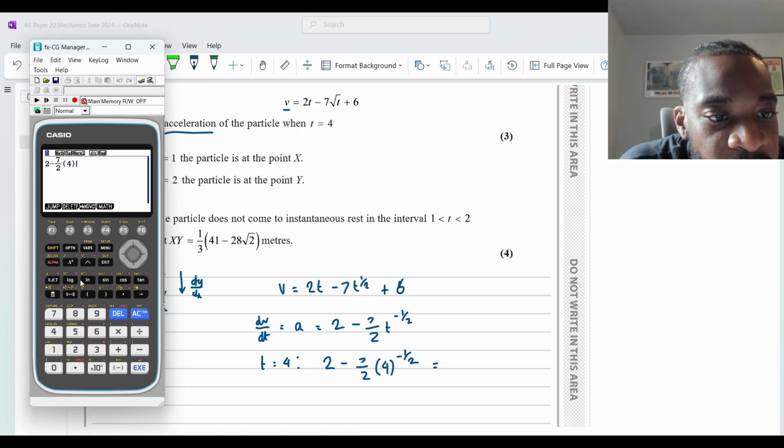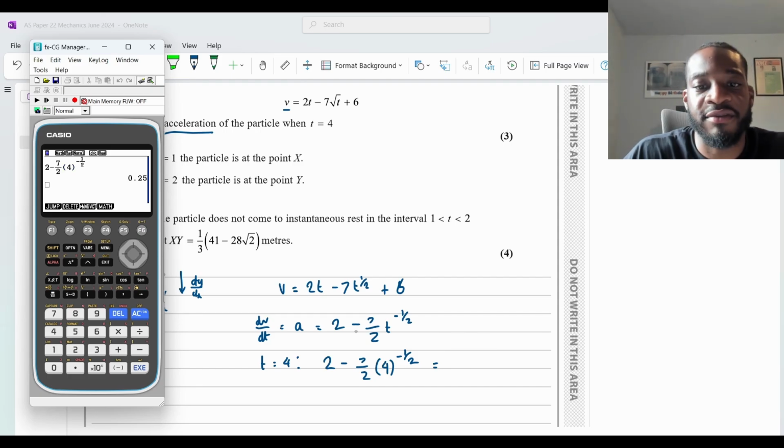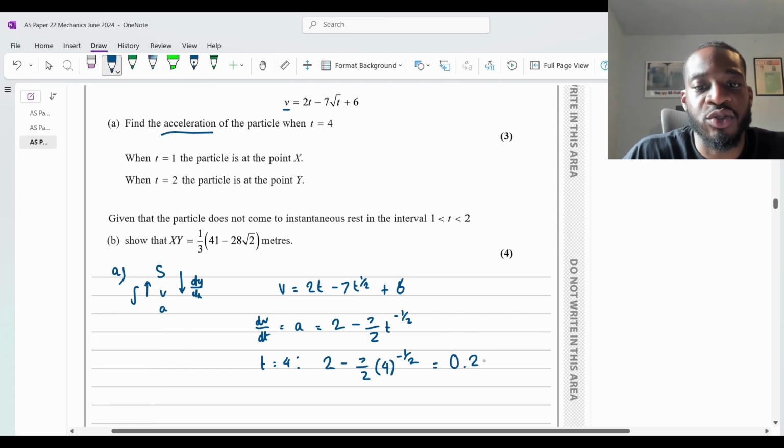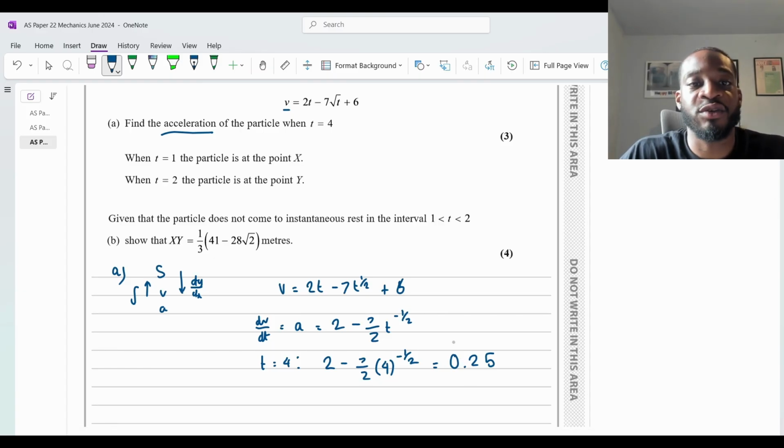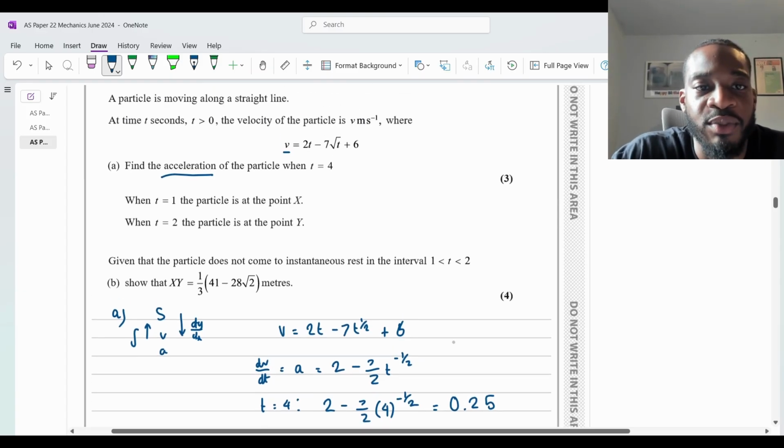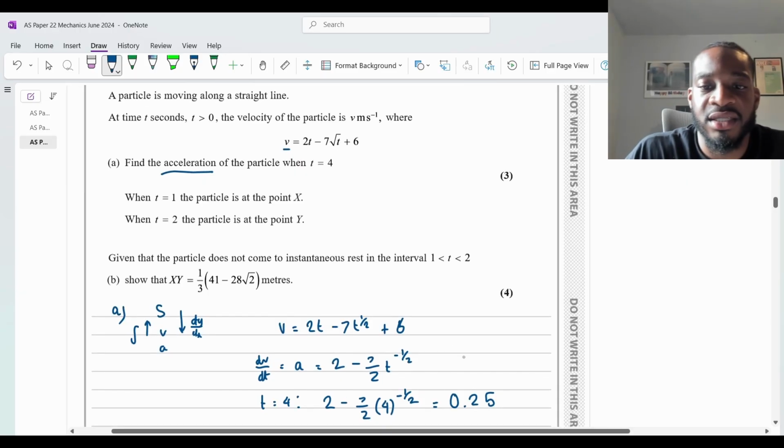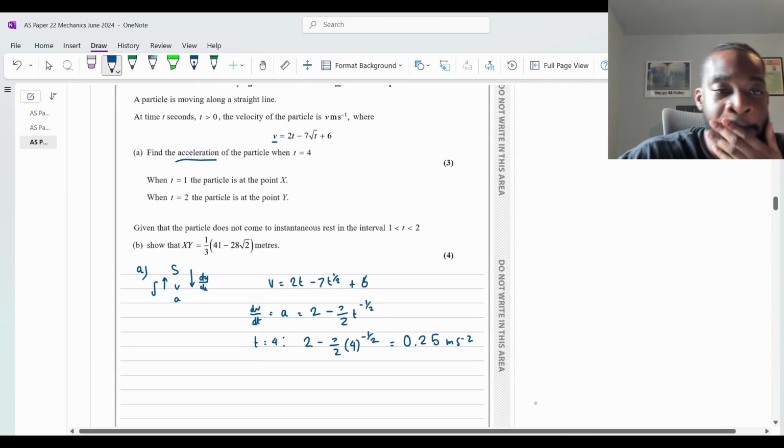Where is the power again? I'm not used to this calculator. I can't even find it. I'll just do that and then I'll just change it. Minus a half. Okay. So like that, and then you get 0.25. So the answer is 0.25. And that is our answer for part A, the acceleration of the particle when t is equal to 4. And that'll be in meters per second squared, isn't it? So let's just write that as well. Perfect. So that's part A.